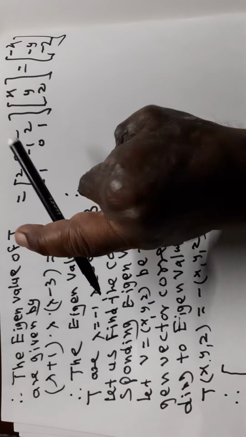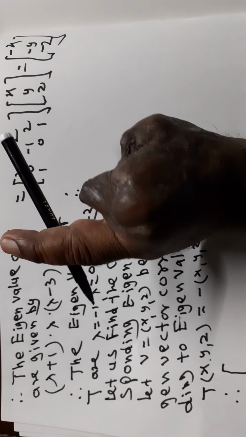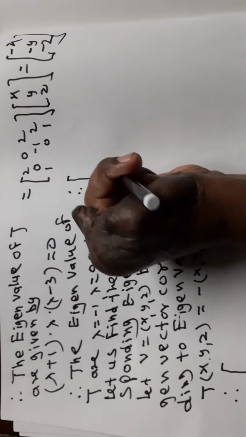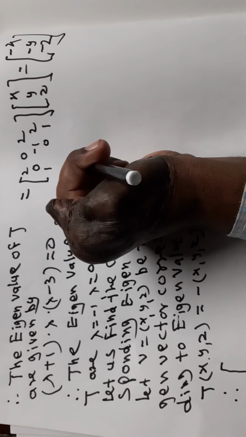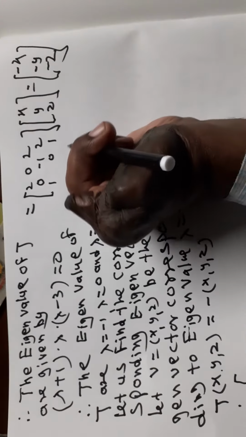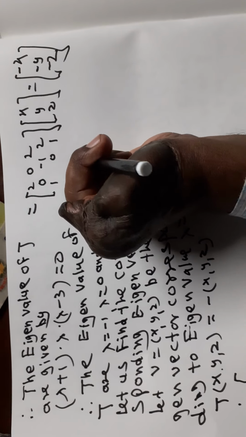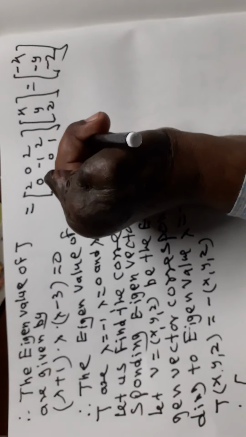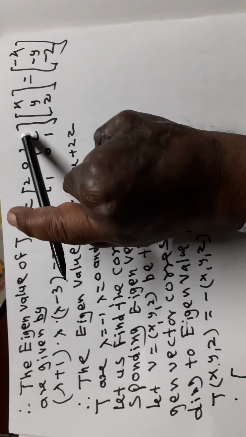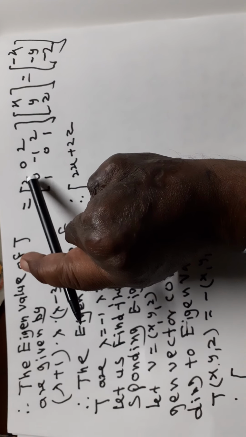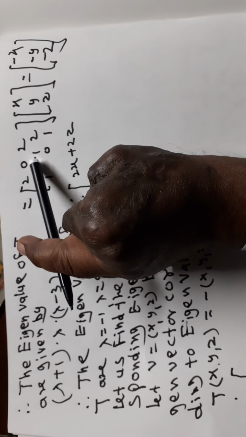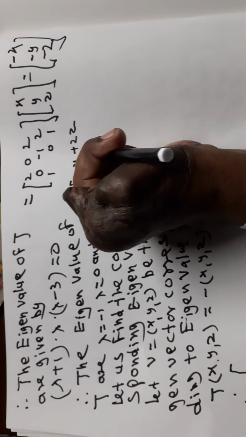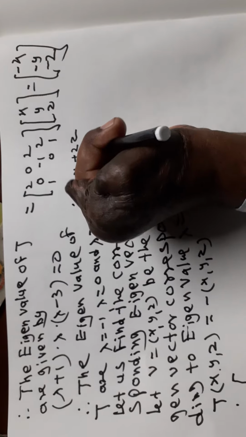Therefore, let us simplify this equation. We perform this matrix multiplication. Therefore, in the first row we have 2x plus 2z. Then in the second row we have 0x minus y plus 2z, that is, minus y plus 2z.